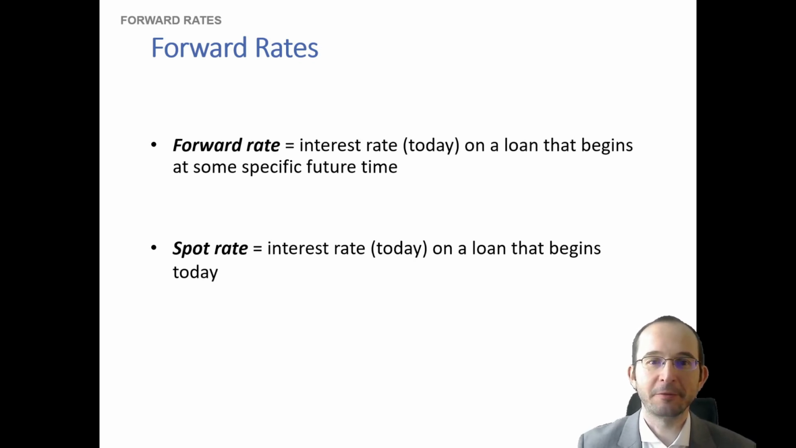Let's differentiate between what the interest rates now and in the future may be. With two bits of terminology, we'll call a forward rate the interest rate that we can observe today, but will apply to a loan that begins at some time in the future, whereas a spot rate is the interest rate we observe today on a loan that begins today.